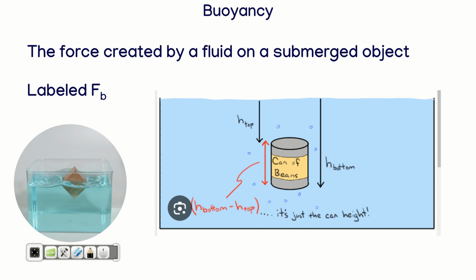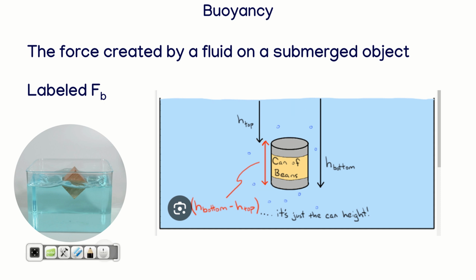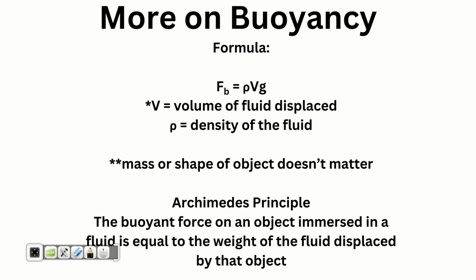The reason that the buoyant force is created is based on what we said in our last video. The pressure at the top will be less than the pressure at the bottom. As we said, as we go down farther, the pressure increases. And therefore, there's a greater pressure on the bottom, which is going to push the can upwards. And this is creating what we call the buoyant force. So we label that FB.